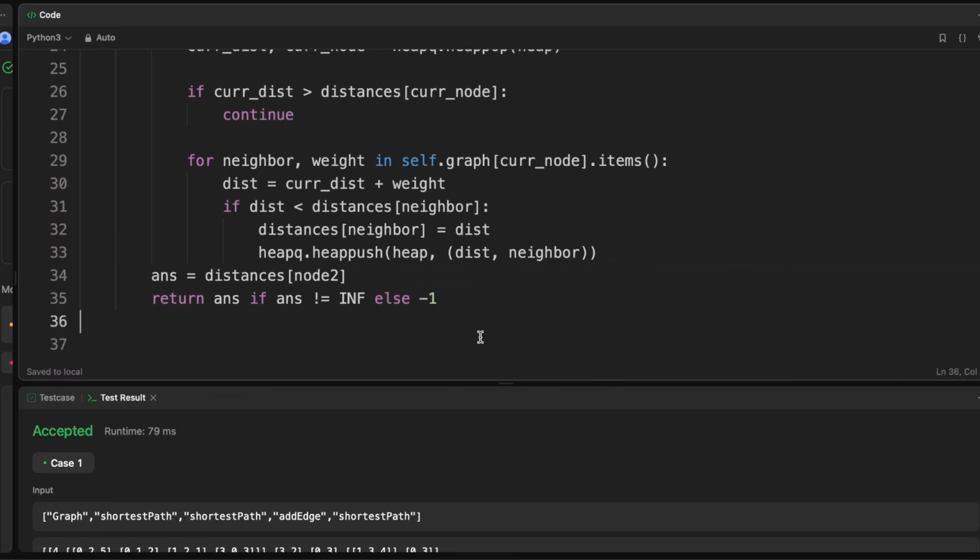So that was it, and I hope we explored Dijkstra's algorithm today, and this would be really helpful for you.